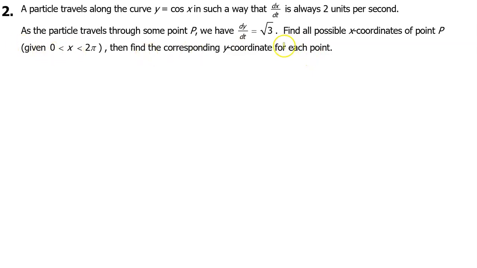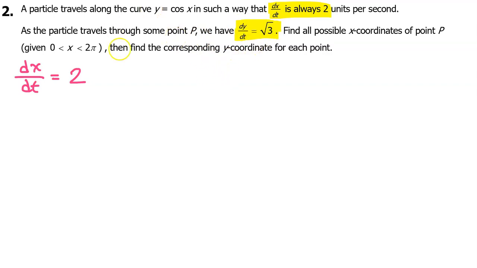That was a lot of information. Let's first scan through, looking for any rates that we are given, or any rates that we need to find. We are told that dx dt is always 2 units per second. So let's write that down. dx dt is always 2 units per second. Any other rates? Well, at the moment that the particle passes through point P, that was a lot of P's, dy dt is equal to radical 3.